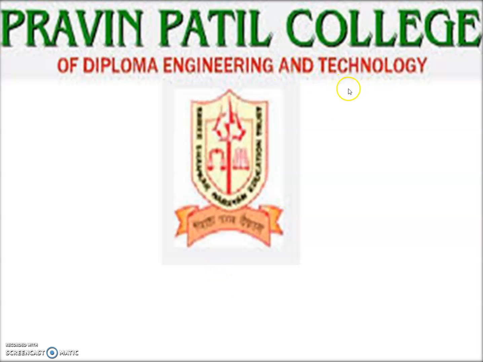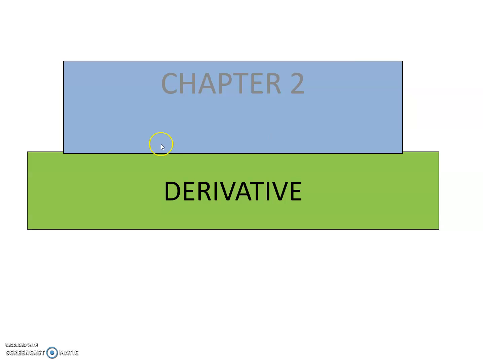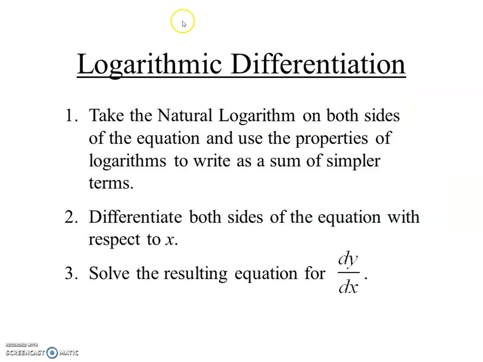Now today's lecture depends on chapter number 2, derivative. In today's lecture we have to discuss logarithmic differentiation. Take the natural logarithm of both sides of the equation and use the properties of logarithm to write it as a sum of simpler terms. Differentiate both sides of the equation with respect to x. Solve the resulting equation for dy by dx.